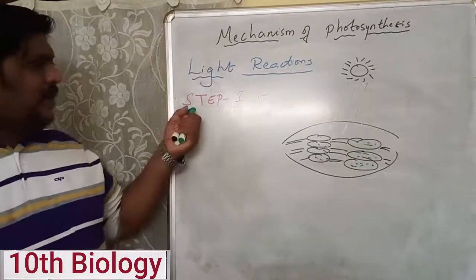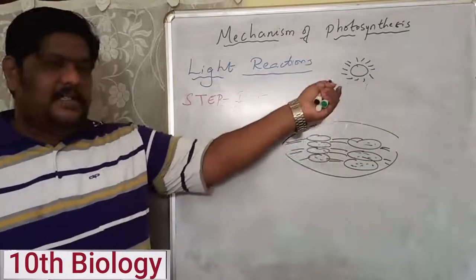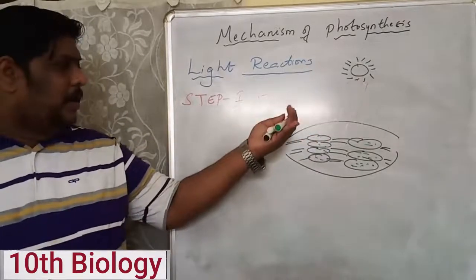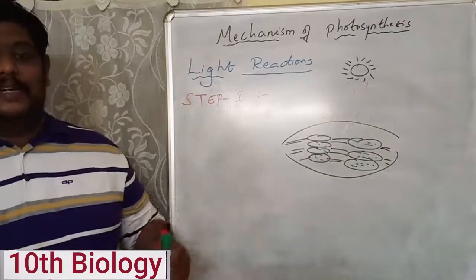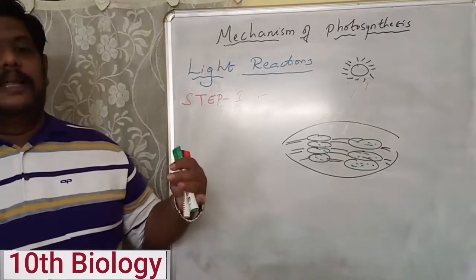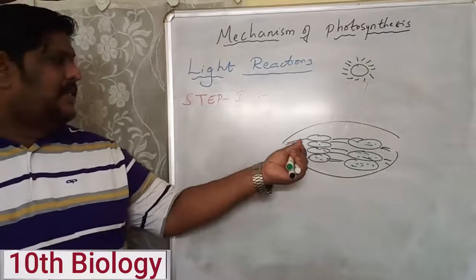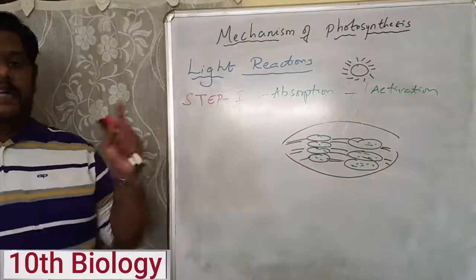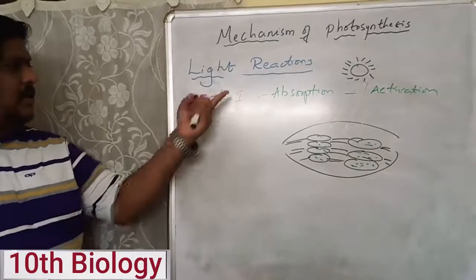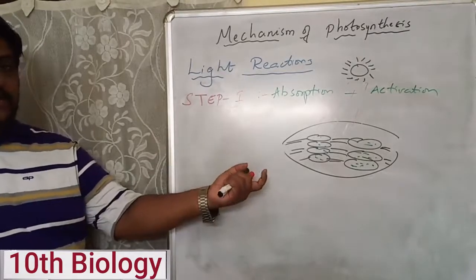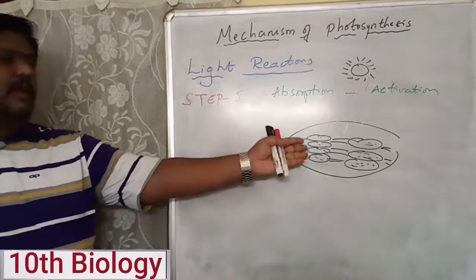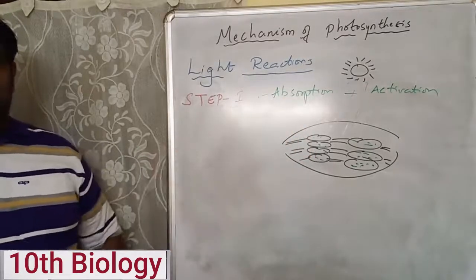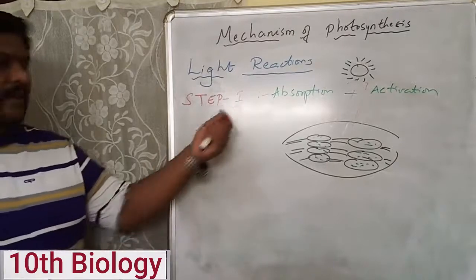Okay, what is step 1? The chlorophyll molecules will absorb the sunlight in the form of photons and get excited, or activated. So this is what happens in the first step. You can say absorption and activation: absorption of the photons which have the energy, and then activation of the chlorophyll molecules, or you can say they go into an excited state. Now they will be activated by the light.